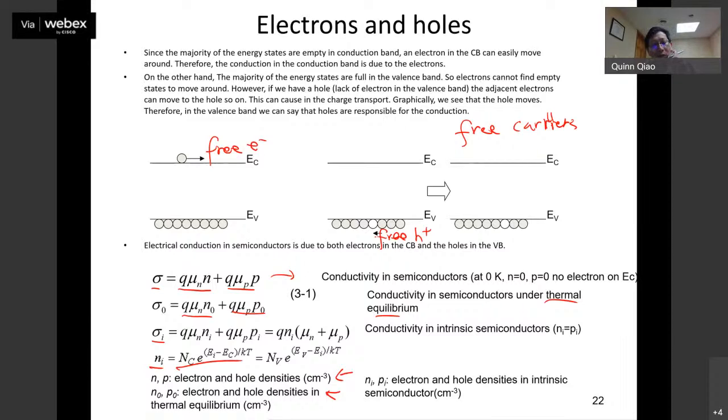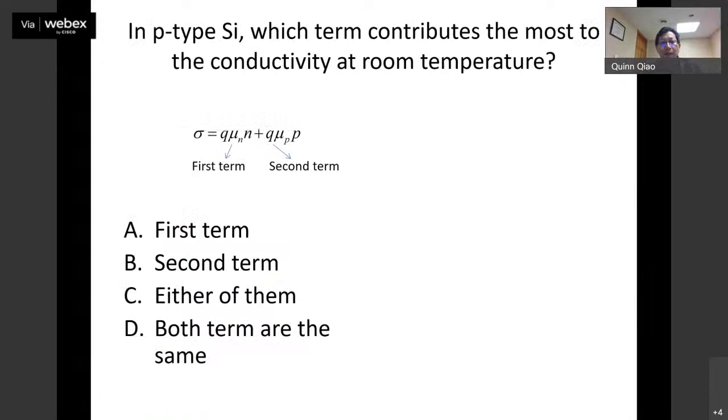It's under thermal equilibrium. Okay, n_i, p_i basically means intrinsic. Don't be confused with this subscript. The subscript means something: i means intrinsic, and 0 means under thermal equilibrium. When there's nothing there, it means the conductivity for any case. So here you can see there's the first term for electrons, the second term for holes.